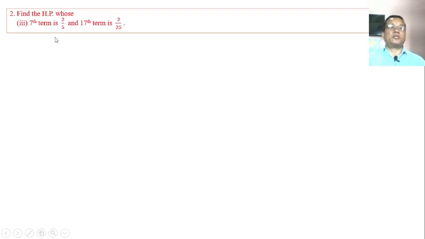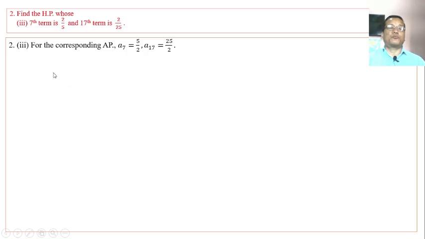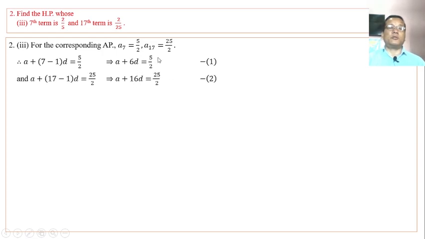Find the HP whose 7th term is this and 17th term is this. Positive question nature. For the corresponding AP, A7 is 5 by 2 and A17 is 25 by 2, taking reciprocals. Then using the nth term formula, A7 equal to 5 by 2 is equation 1, and A17 equal to 25 by 2 is equation 2.